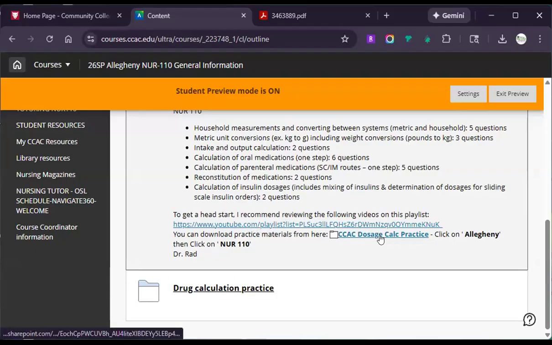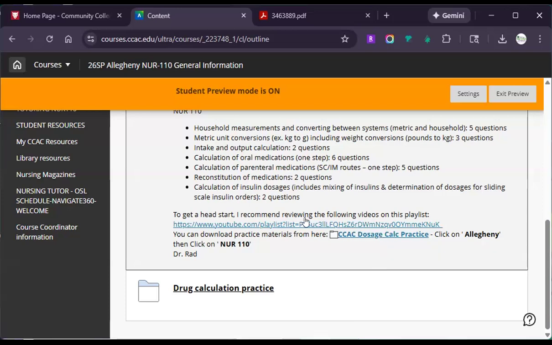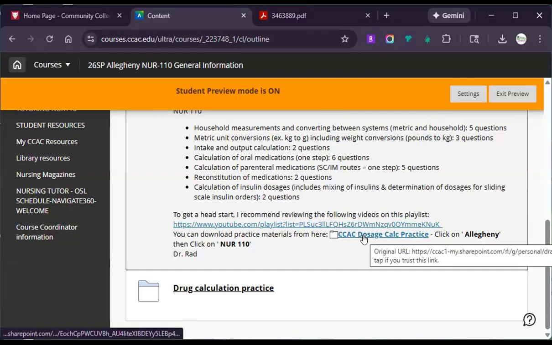I've also created a link here that when you click on this link, it opens up a shared OneDrive folder that is not only useful for 110, even though everything you'll pretty much need is going to be here on Blackboard, but that folder will open up and you'll see review materials for 130, the 220, 230, and the 240 dosage calc test.